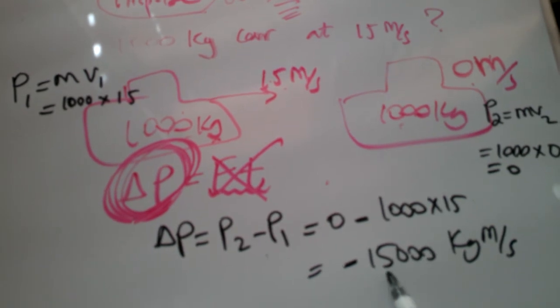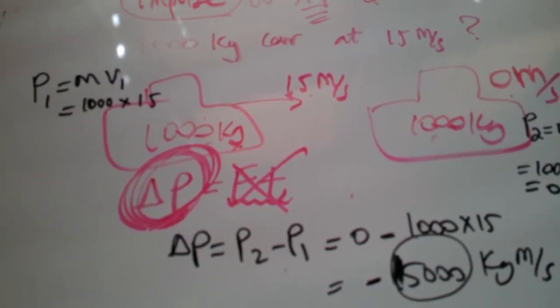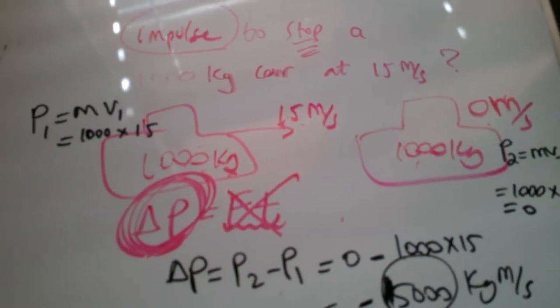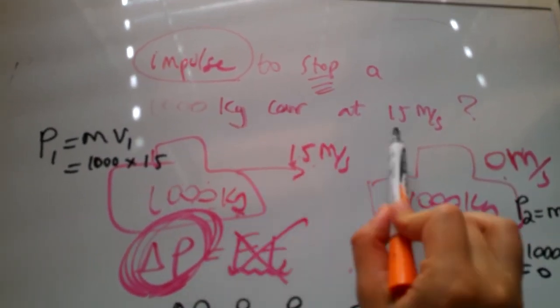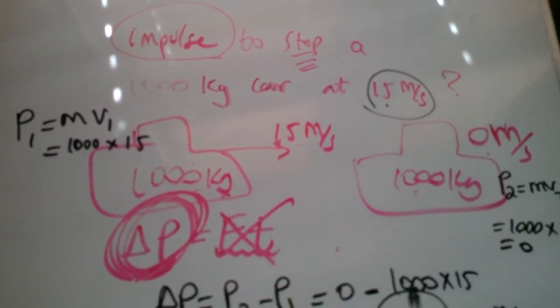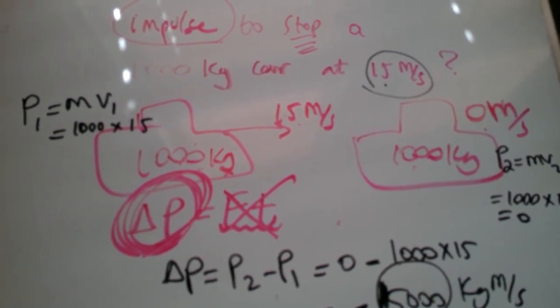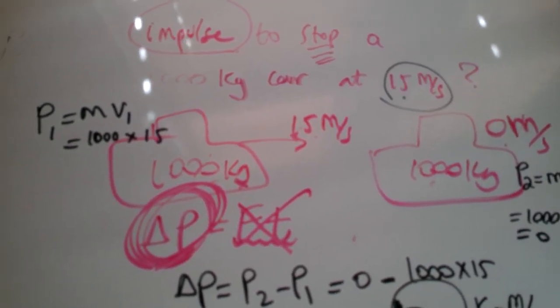So this much impulse is needed. 15,000 kilograms meters per second is needed to stop a car that's traveling at 15 meters per second. So that's another example that deals with momentum, impulse, and whatnot.